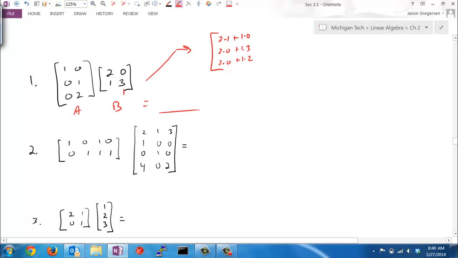And then I take A times the next column. So I will get 0 times 1 plus 0 times 3, 0 times 0 plus 1 times 3, 0 times 0 plus 2 times 3. And I'll simplify everything and get 2. And then 0 plus 3 and 0 plus 2. 0 plus 0, 0 plus 3, and 0 plus 6. Any questions about that process?